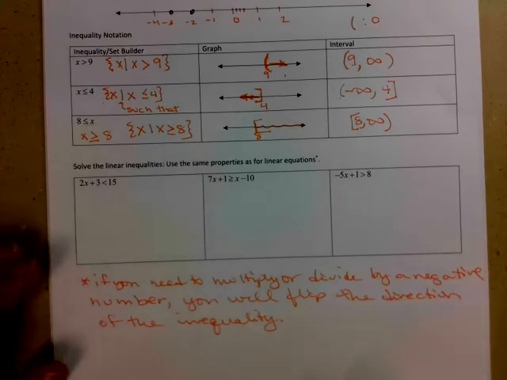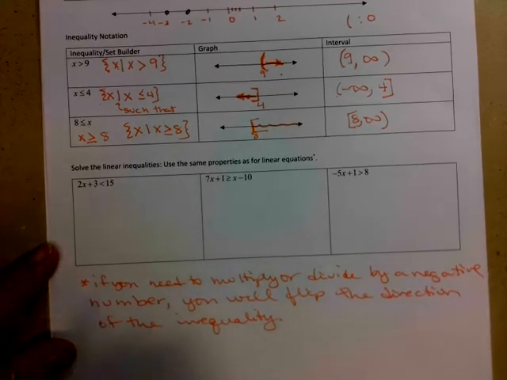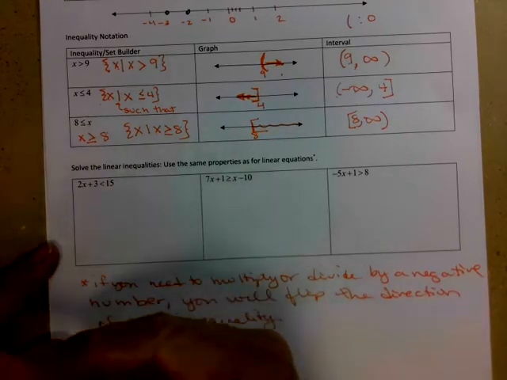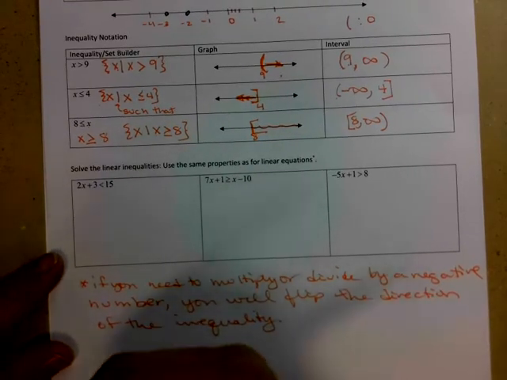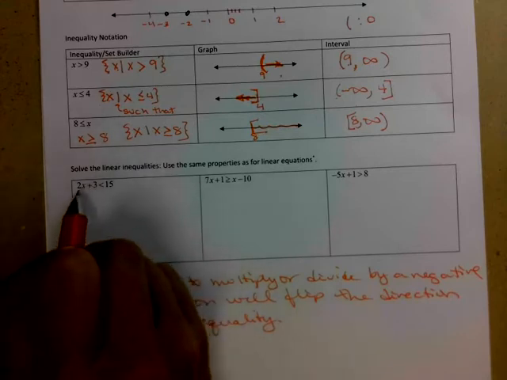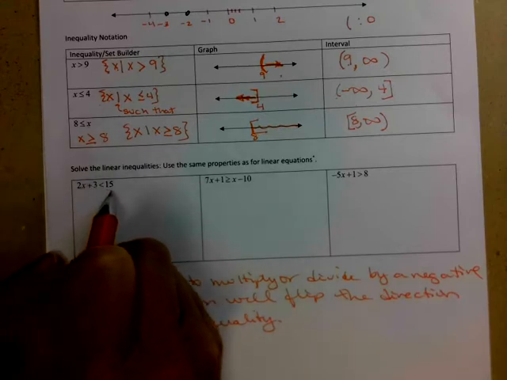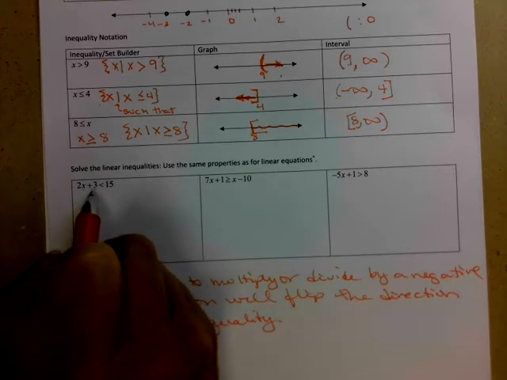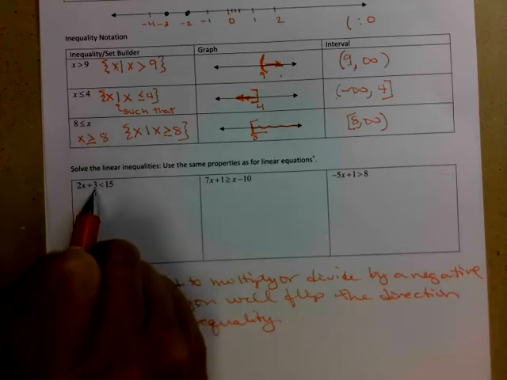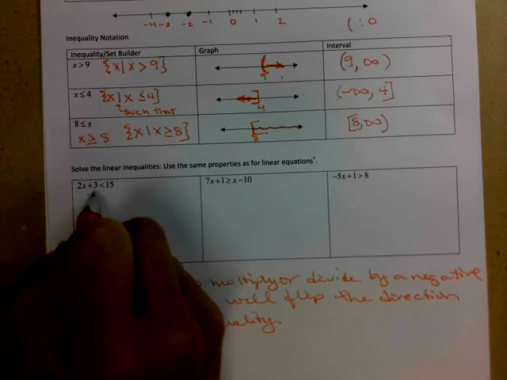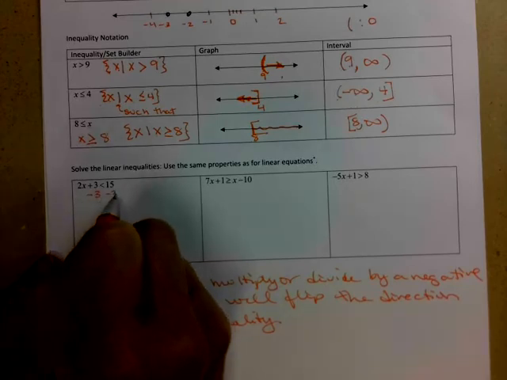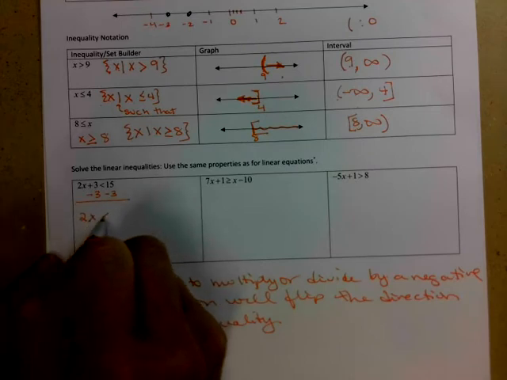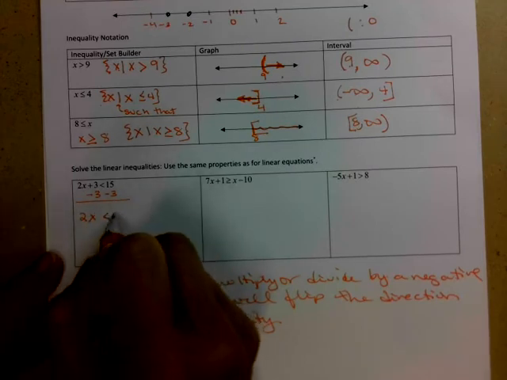Okay, so I'm sure I'll have an example for us to practice that. Let's do the first one though. Remember our properties of equations, the addition principle and the multiplication principle. So 2x plus 3 is less than 15. We want to get the x by itself, so first I'm going to isolate the x term. I'm going to move the plus 3. To get rid of that, I would subtract 3 from both sides of the inequality. So 2x is less than 12.